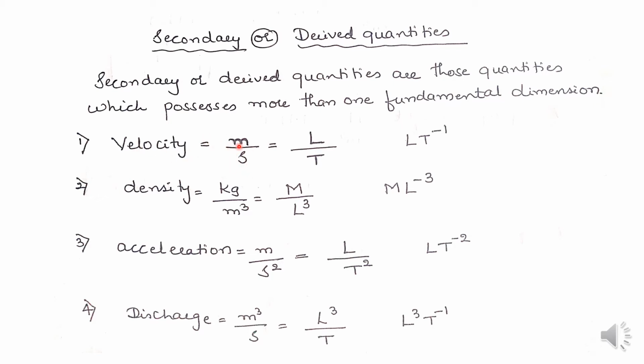If we write based on the units, it will be very easy to write the dimensions. L is the fundamental dimension for meter, and T is the fundamental dimension for measuring seconds. So meter is replaced by L, and seconds is replaced by T.